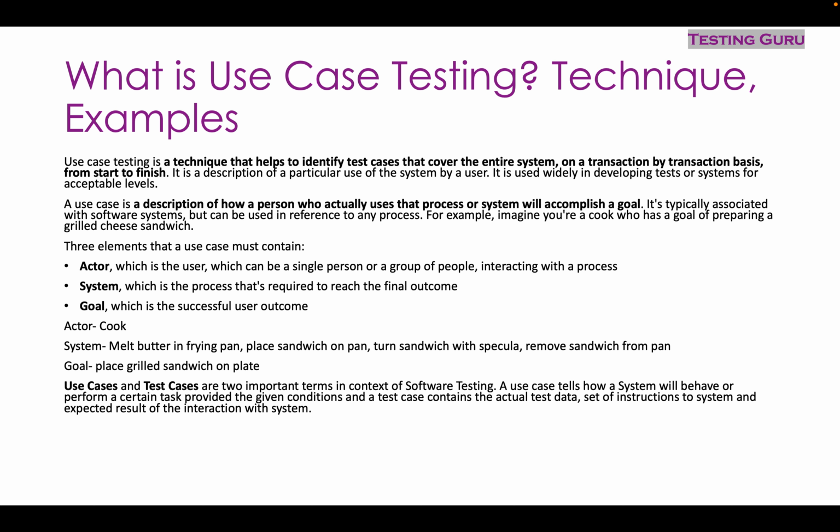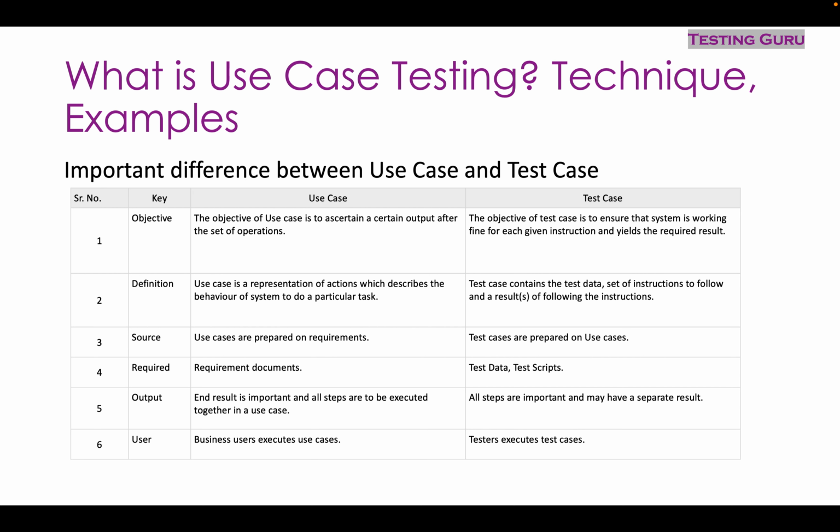Use case and test case are 2 important terms in the context of software testing. A use case tells how the system will behave or perform certain tasks given the condition, and the test case contains the actual test data, a set of instructions to the system, and expected results of the interaction with the system. So we'll see more about the use case and test case and how they are different.